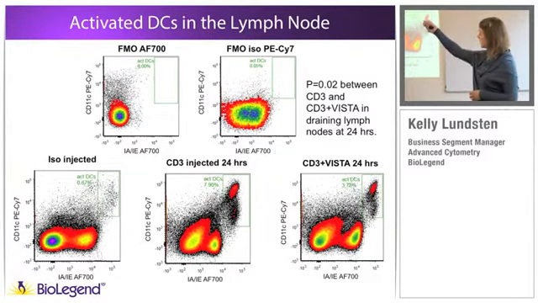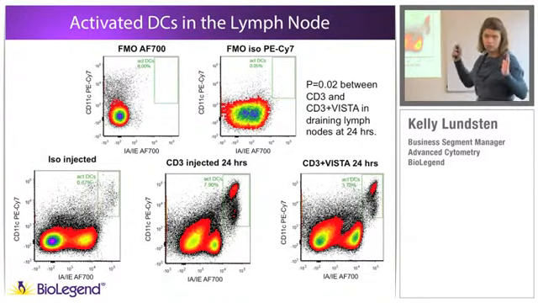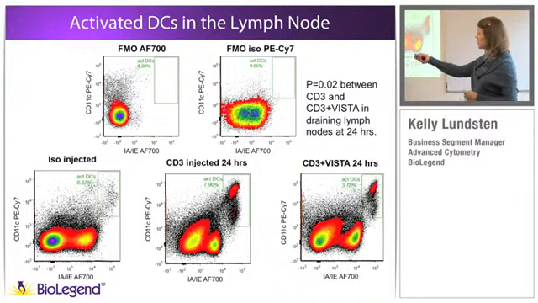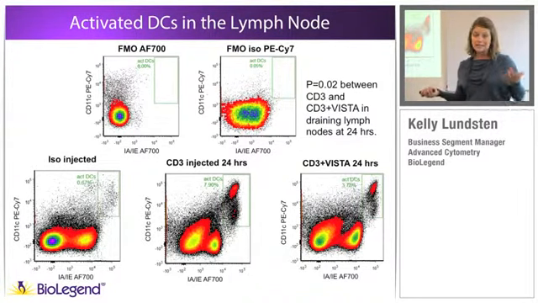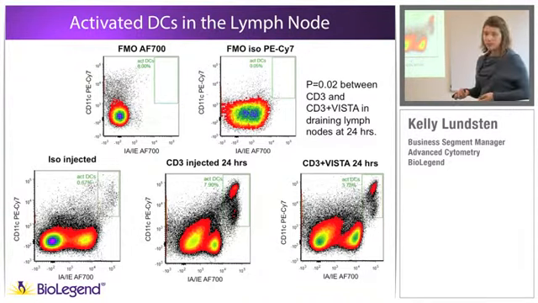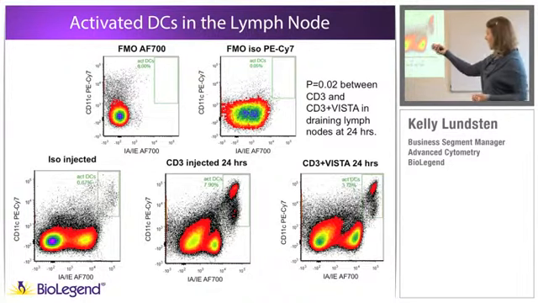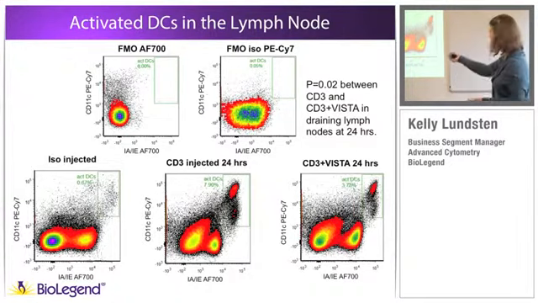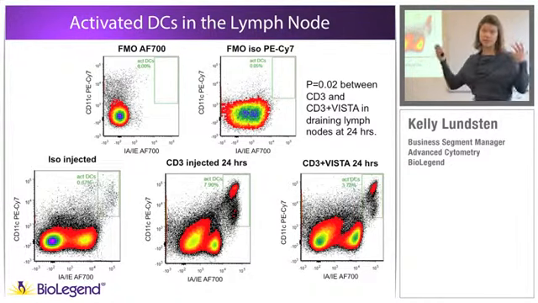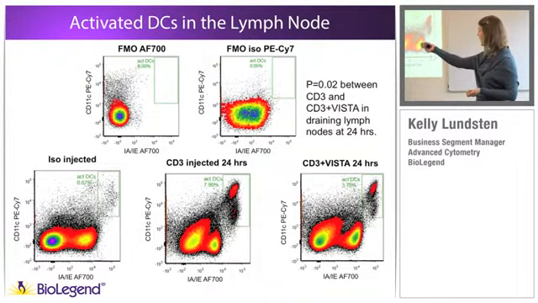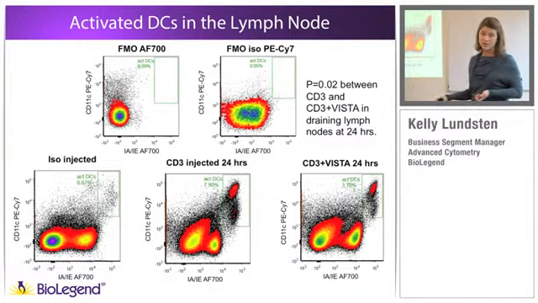In this instance, my gate is very different. I'm still using those same 2 FMOs to tell me where my positive and negative populations are in my X and Y axis. My isotype injected, there's very few resident dendritic cells in the draining lymph nodes. About 0.7% was very common. However, the minute that I injected them, it took a little bit of time. 2 and 6 hours weren't particularly significant, but by the time we got to 24 hours, not only did we see a very large increase in the lymph node localization of the dendritic cells, but we also saw a very big difference between the VISTA treatment and the non-VISTA treated.